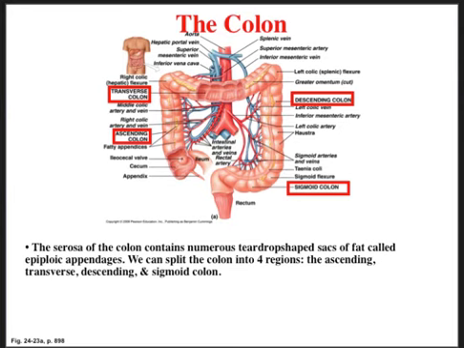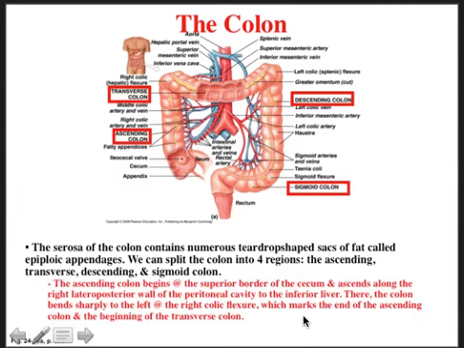The serosa of the colon contains a lot of sacs of fat called epiploic appendages. Epiploic appendages. You can see these little yellow sacs all along the teniae coli if you look very carefully. We can split the colon into 4 regions: the ascending, the transverse, the descending, and the sigmoid colon.